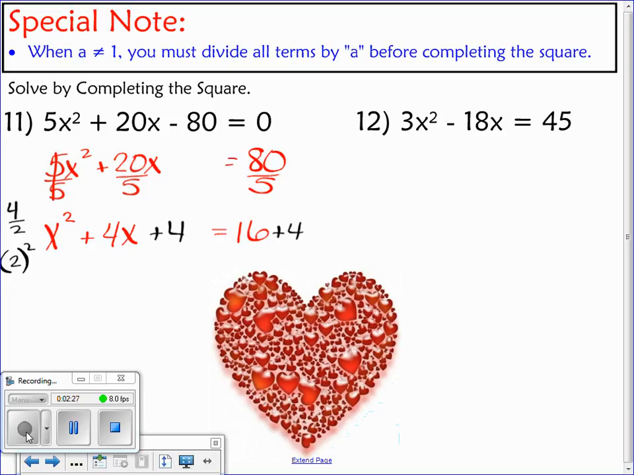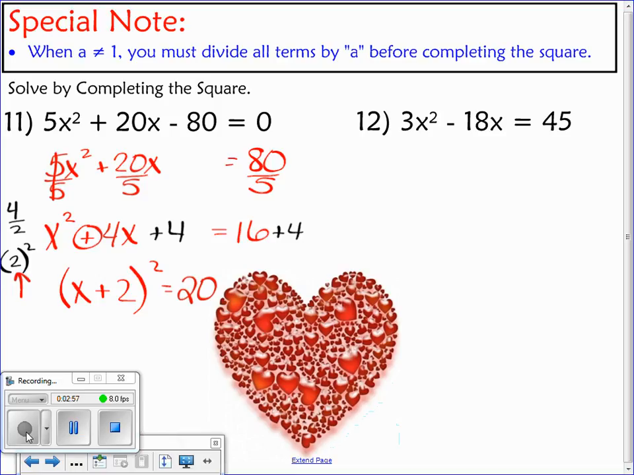Why do we do that? To balance the equation, it has to go to both sides. Why else do I do it? To get it to factor to a perfect square. Right? Now this will factor perfectly. How does it factor? Plus 2. There's your sign. There's your number. 16 plus 4 gives me 20.